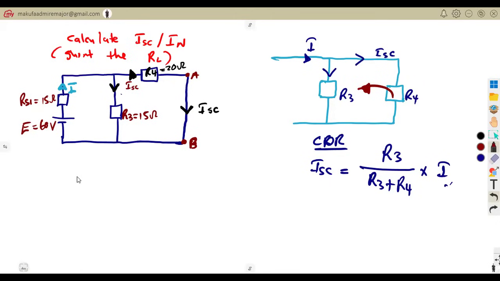If we have the total resistance, total current can be calculated simply as voltage over resistance, from the total voltage over the resistance. But we do not have that total resistance. So how are we going to have the total resistance?